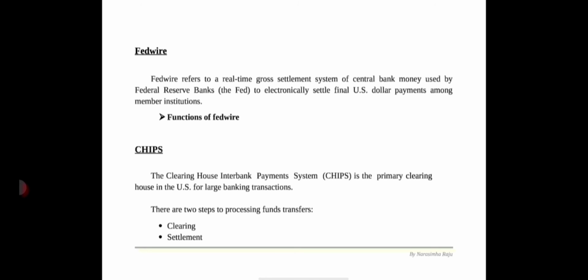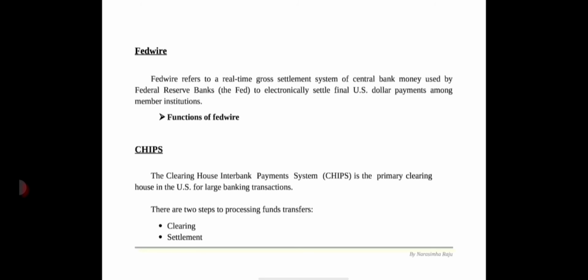And the functions of Fedwire can be explained as follows. Fedwire is a real-time cross-settlement system of central bank money used by Federal Reserve Banks to transfer funds electronically between their member institutions. Banks, businesses and government agencies use Fedwire for large transactions in the same day. And the most important function is that Fedwire settles transactions individually and immediately, and once settled they are final and irreversible or irrevocable.